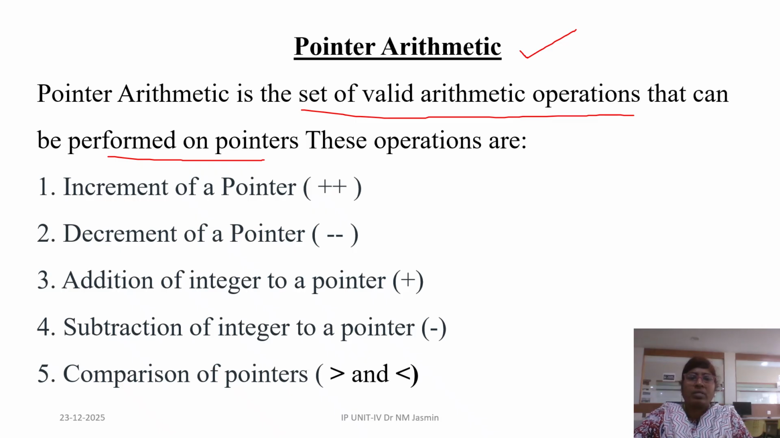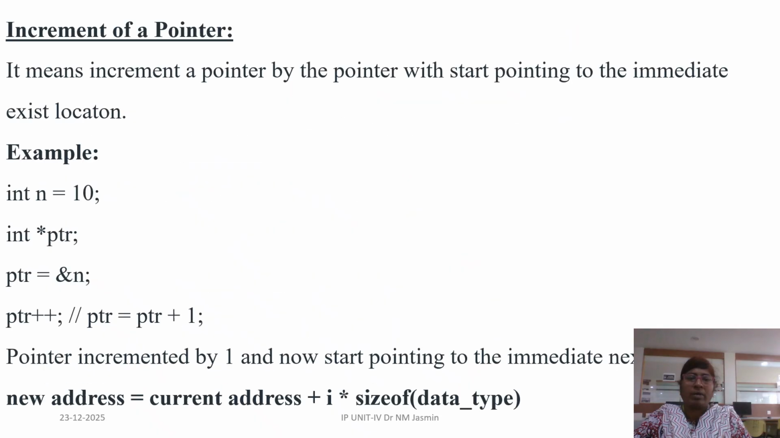So now if you see the different operations on pointers, the first one is increment of a pointer, decrement of a pointer, addition of an integer to a pointer, subtraction of an integer from a pointer, and comparison of pointers. Now we will see them one by one.